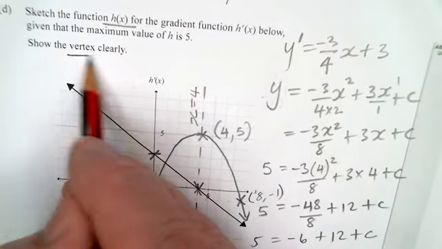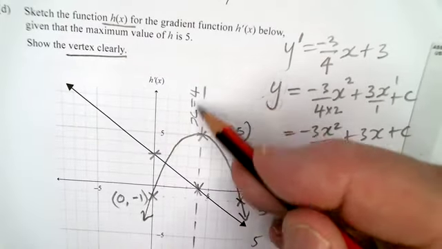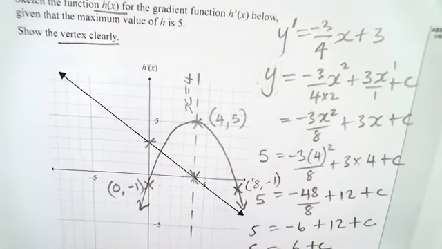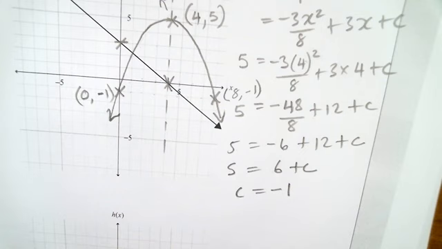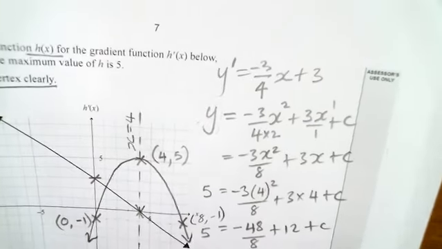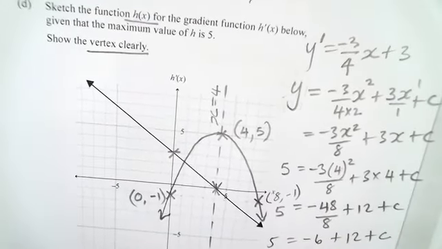To show the vertex very clearly, we've even labeled it. I think that's what you would need to do in order to get full marks, and you would end up with an Excellence if that was what they're wanting. So that's how I would answer that question there.